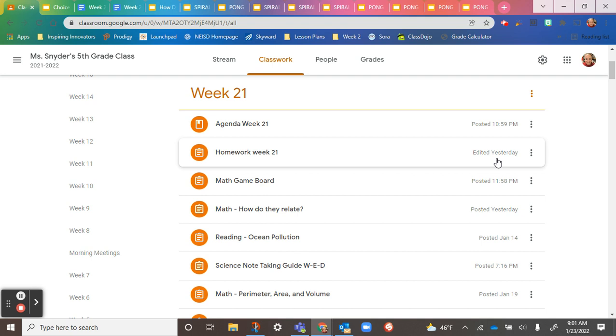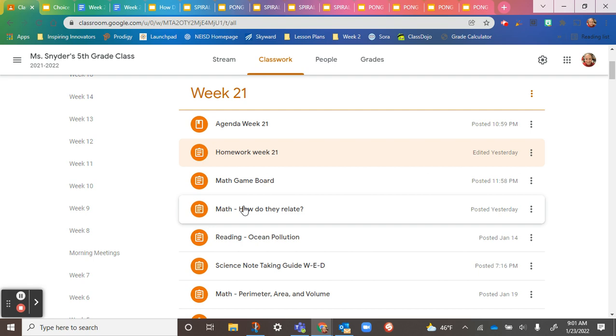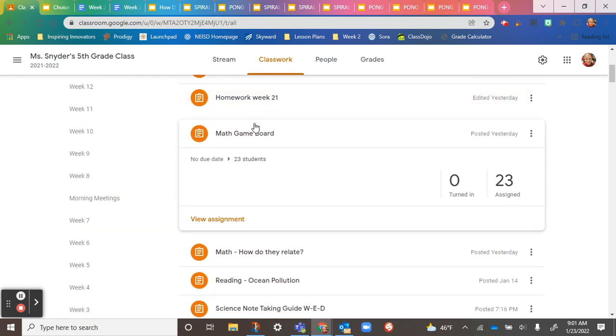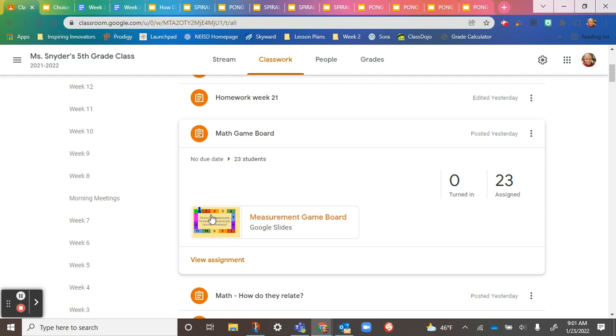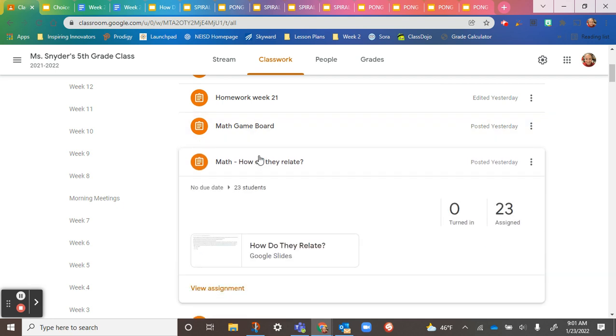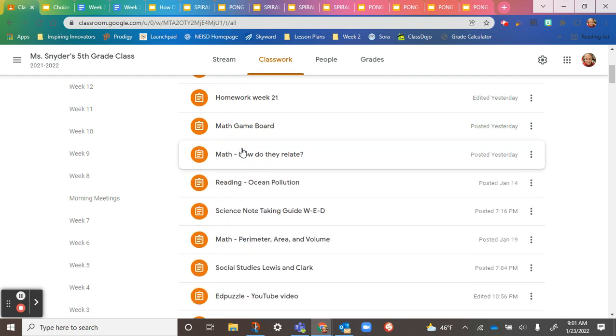And then let's see. So here we've got math stuff on here. We'll go over that. And then this is just a game board. So you go around and each one has a different game to practice what we've been practicing in math. And then this one we'll do in class, how do they relate? And so this is talking about gallons and quarts and cups and all that.